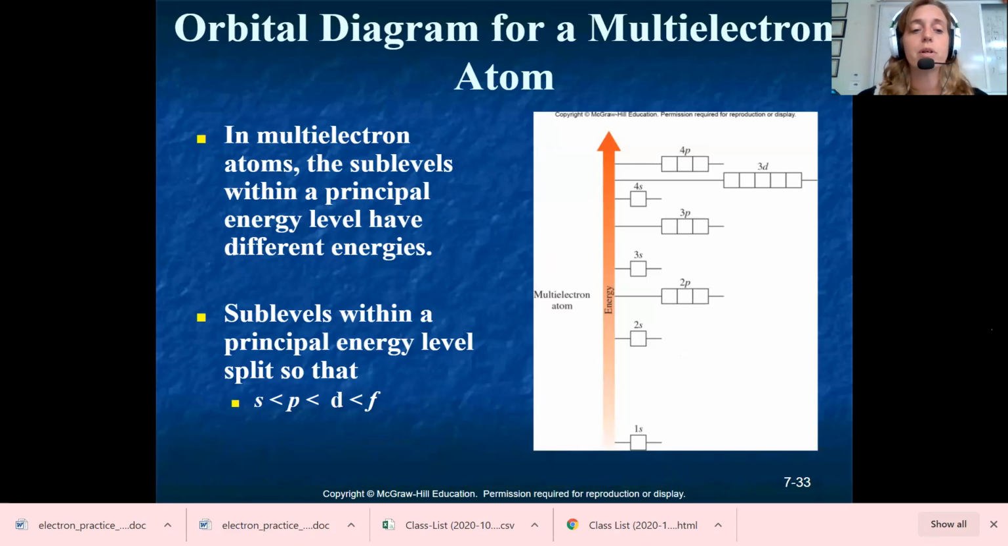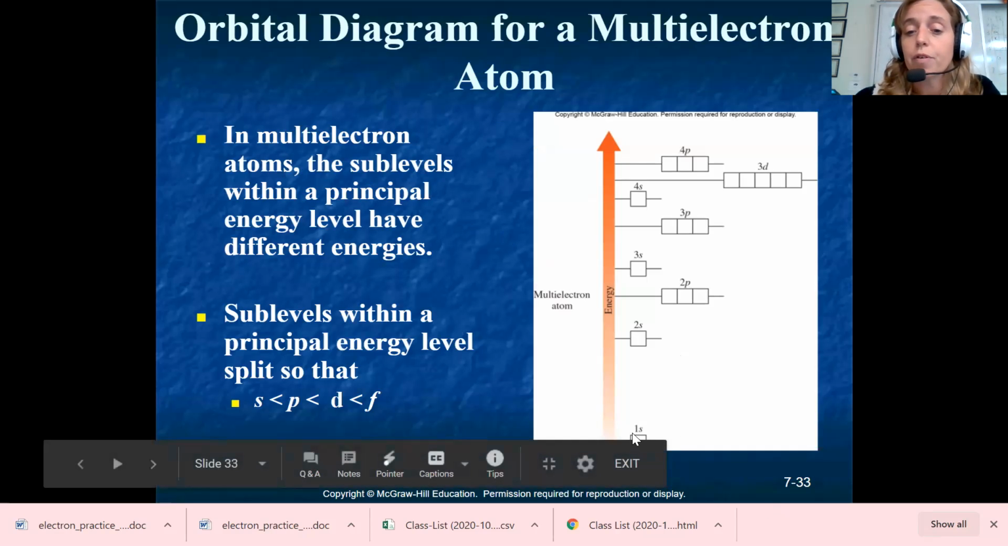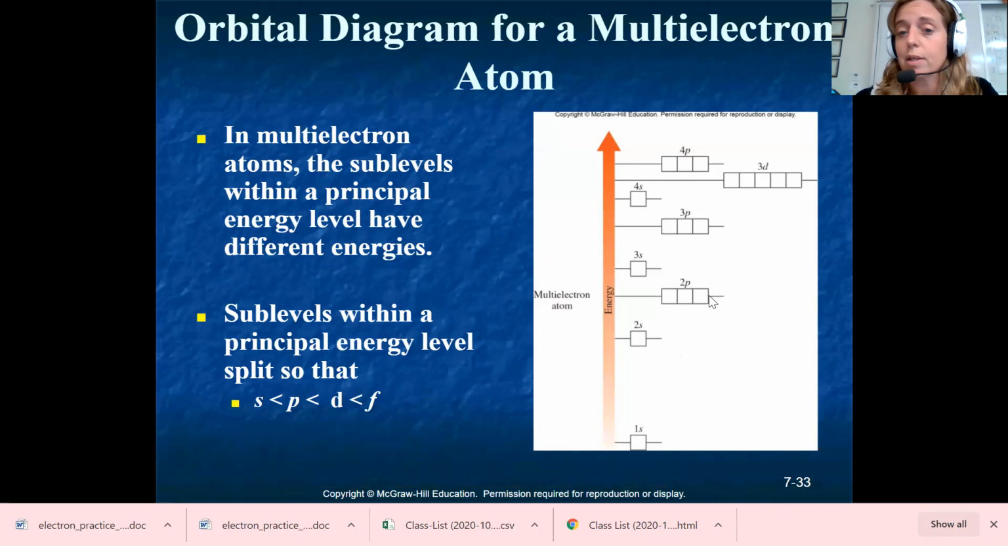So the sublevels within a principal energy level split. When you write the order, it's always SPDF, so you have S first. Down here with my arrow where I'm pointing, you'll fill 1s first, then 2s, then 2p6, then 3s, then 3p6. Now, as you can see, 4s numerically comes before 3d, so you're going to fill 4s, then 3d, and then 4p.